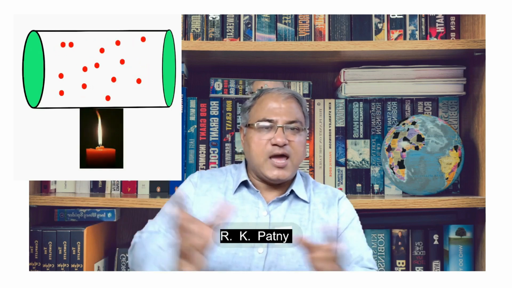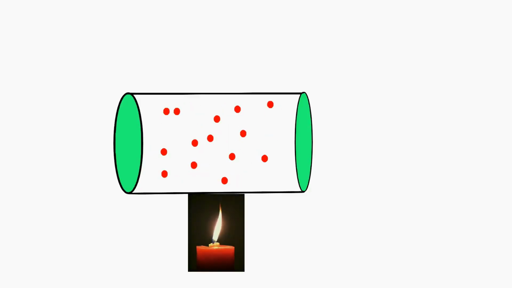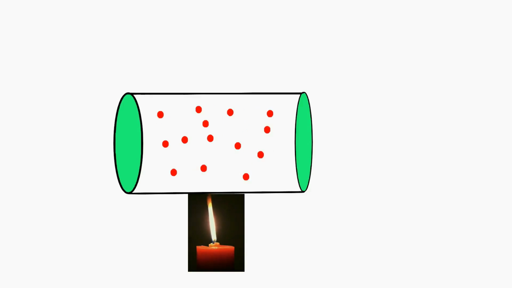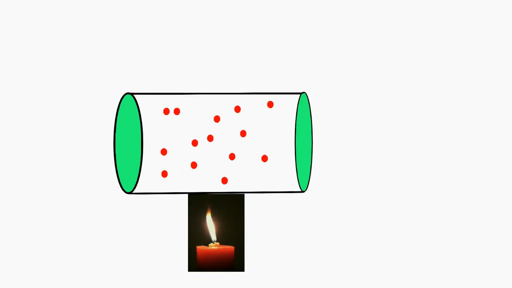The free electrons inside the metal plate, metal rod, or metal wire, whatever it may be, made up of metal, move in a zigzag motion. That means they have random motion inside the metal plate, and these electrons move from one point to another as shown in this graphic animation.